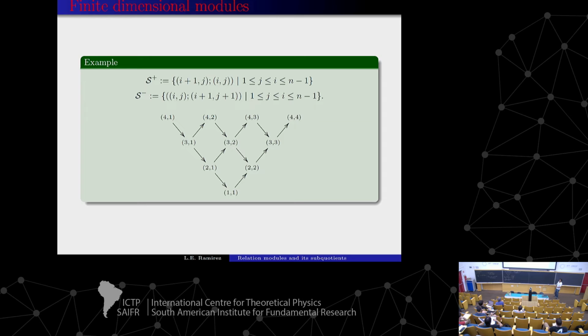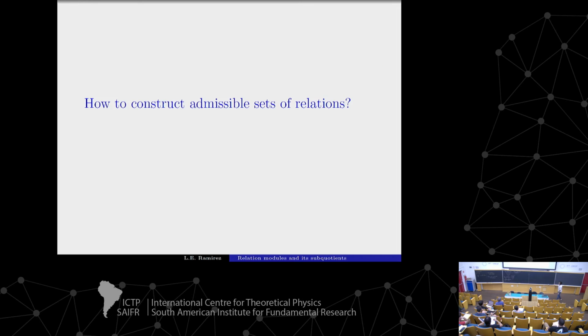Okay, so we have at least one admissible set of relations. So natural question. That was actually one of the first things that appeared, like how to go from finite dimensional to some infinite dimension.